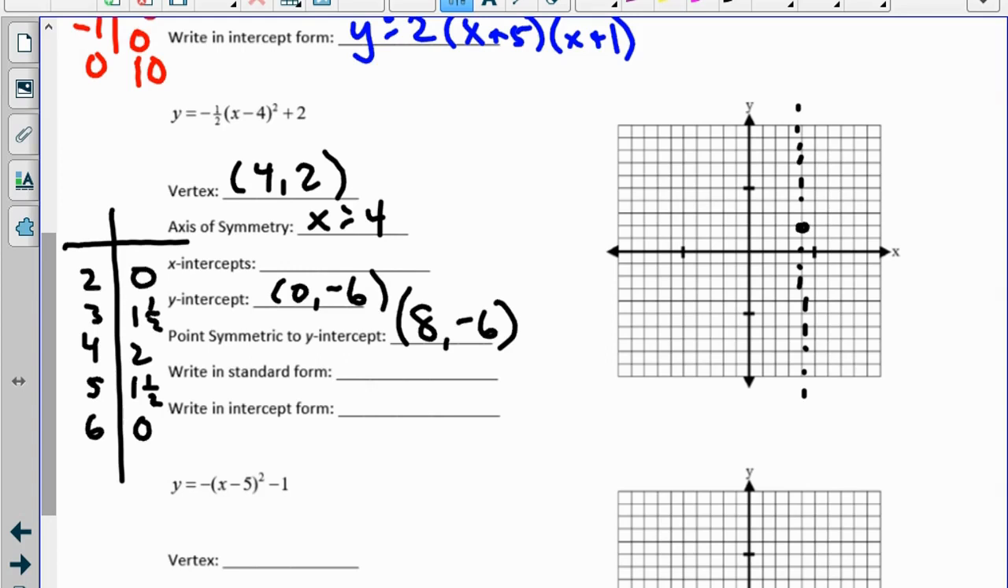You can say thank you to whoever wrote the problem later. So we're at 6, 0 and 2, 0 for x-intercepts. So that puts us at here and here. I could continue to go further. I know that I have a point at 0, -6, and a point at 8, -6. So that's that.